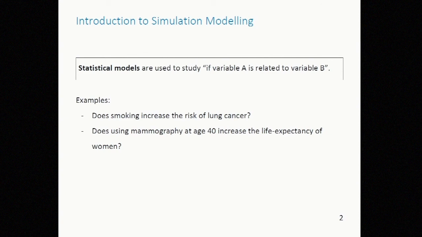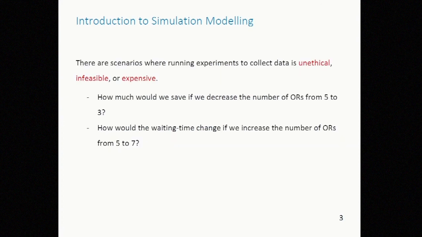Another example would be, does using mammography at certain age increase the life expectancy of women? So the main characteristic of these studies is that we have some specific outcome of interest, in this example, life expectancy or the risk of lung cancer, and there are some hypotheses to test with respect to that outcome of interest. And we need to collect data to run our analysis. So there are many scenarios where running experiments to collect data is unethical or infeasible or expensive.